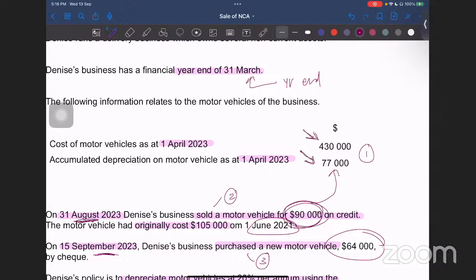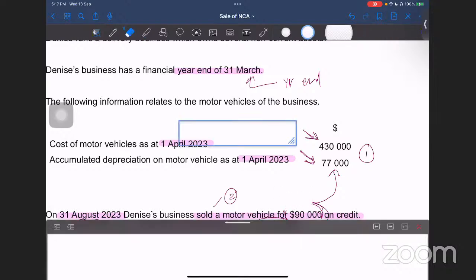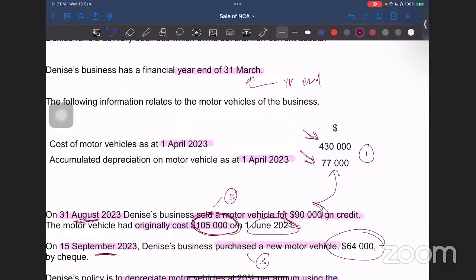Okay, and then I only sold it in August. So the one that I sold, I'm so sorry, the one that I sold, our cost is this 105,000. So as at 1st April, my 105 sold motor vehicle is still sitting inside here, right? Because if you draw the timeline, this is what we have at the beginning, but we only sold it in August. So this will mean that my 105 here is actually sitting inside my balances in 1st April. So I will need to remove that out.